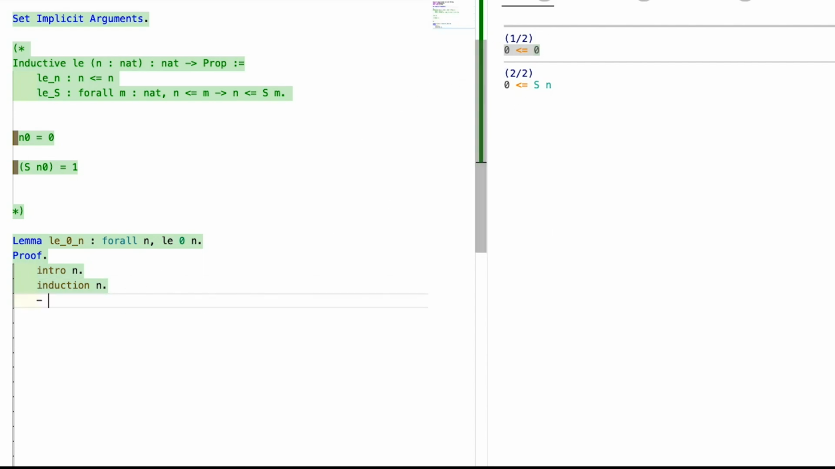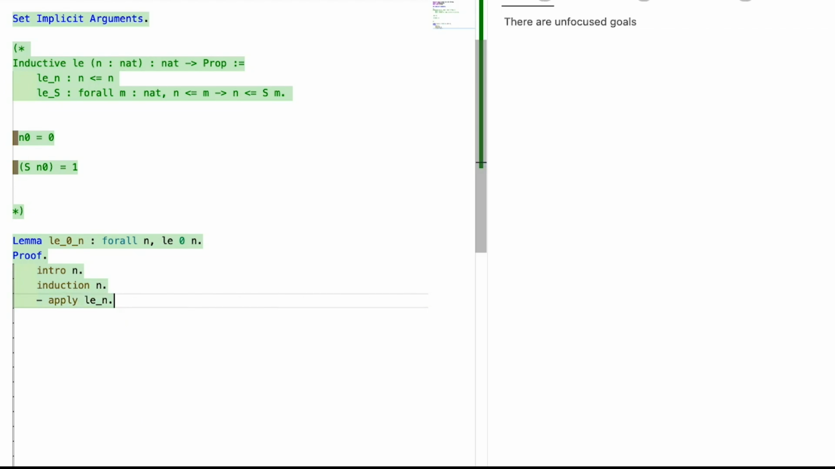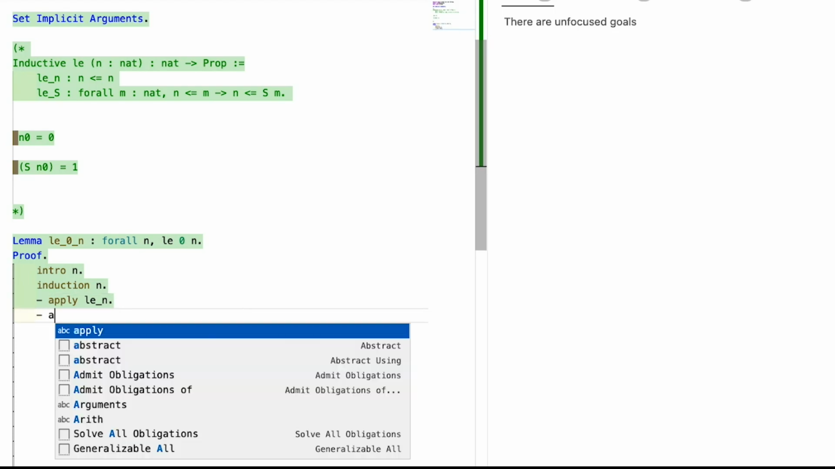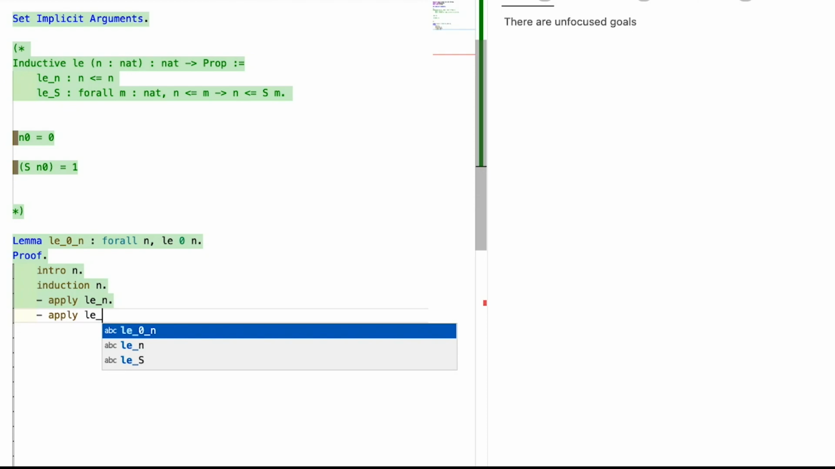We start with the first goal, and I just like to do this to get that goal isolated. And once I do that, I can apply the first constructor, and that takes care of the first goal because the format fits exactly. And then for the second goal, I apply the second constructor.